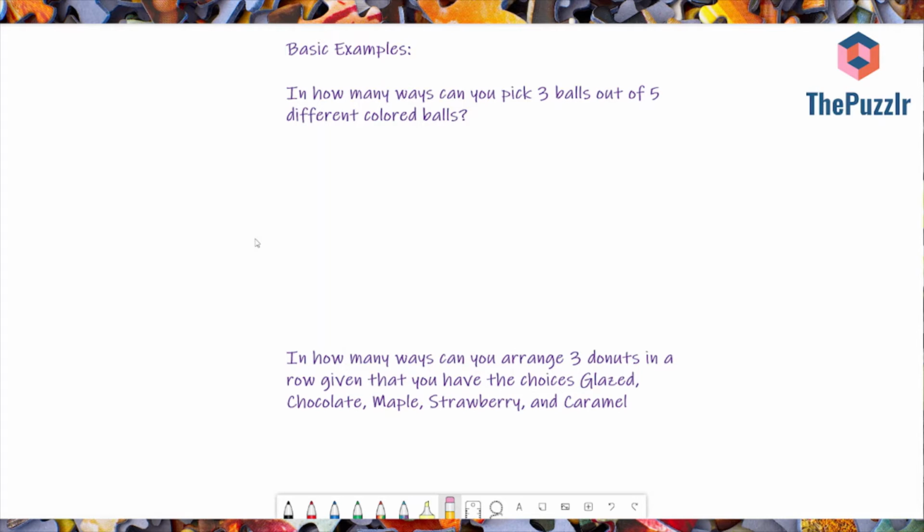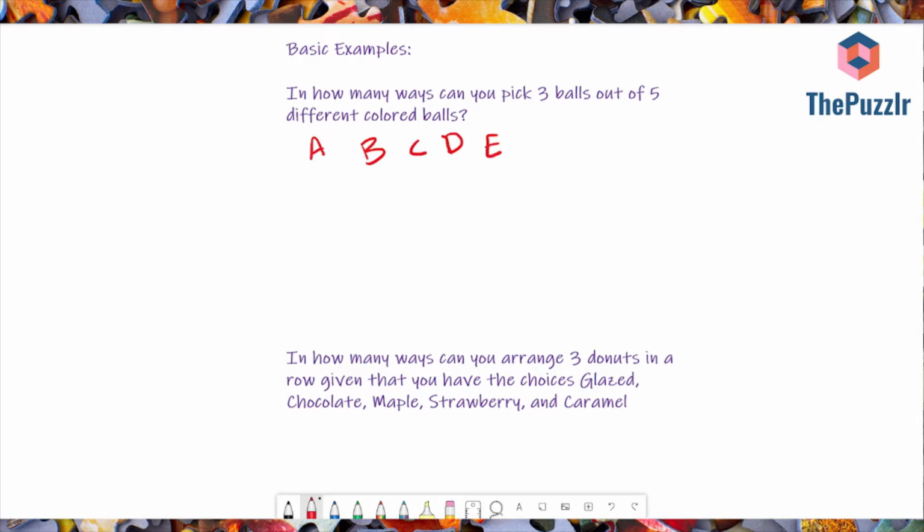Let's say we have 5 different colors. We can just make up colors. Let's say color A, B, C, D, E. That's easier to write than red, orange, blue, and so on. So these are our 5 colors. Well, the first thing we have to see is, does order matter or not? If I pick A, B, and C, or if I pick B, A, and C, it's the same thing. I just need to pick 3 balls. I don't actually need to arrange the balls. So order does not matter.